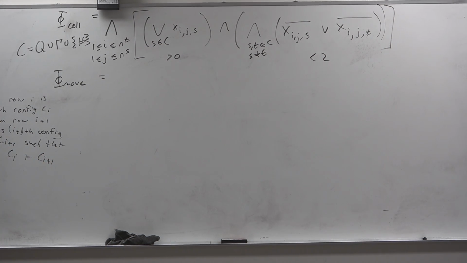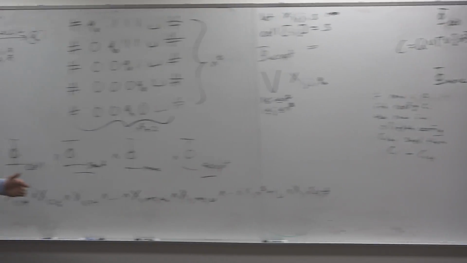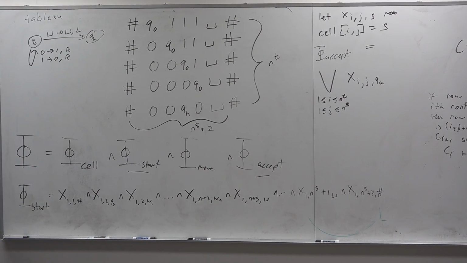So in some sense, phi move is supposed to be kind of like an inductive hypothesis, right? Phi start is kind of like a base case. Phi move is kind of like an induction step. Phi start ensures for us that the first line is correct. Good. Phi move ensures that if the ith line is correct, then the ith plus 1 line is correct. Since the first line is correct, then the second line must be correct. And since the second line is correct, the third line must be correct. And since the third line is correct, the next line must be correct, right?